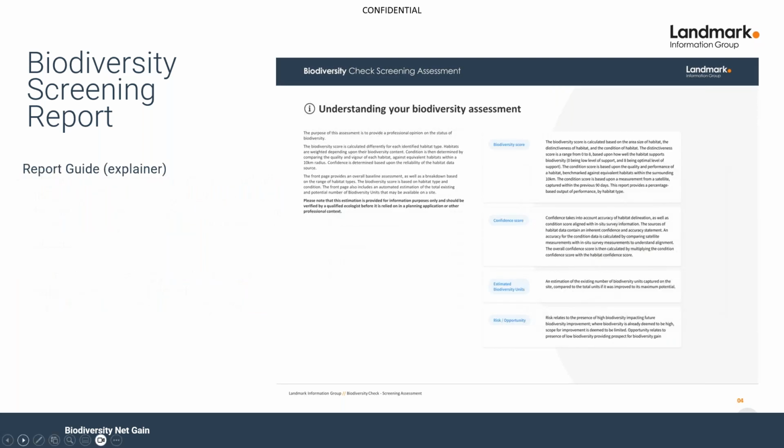And then the final page is a report guide or explainer. We try to include a user guide with all the reports we provide to professionals. This breaks down the report and the terminology and provides some further information. So this report is provided as part of a planning application, also to support one. Yeah, there's some useful information in the back of the report for anybody looking at the particular product.